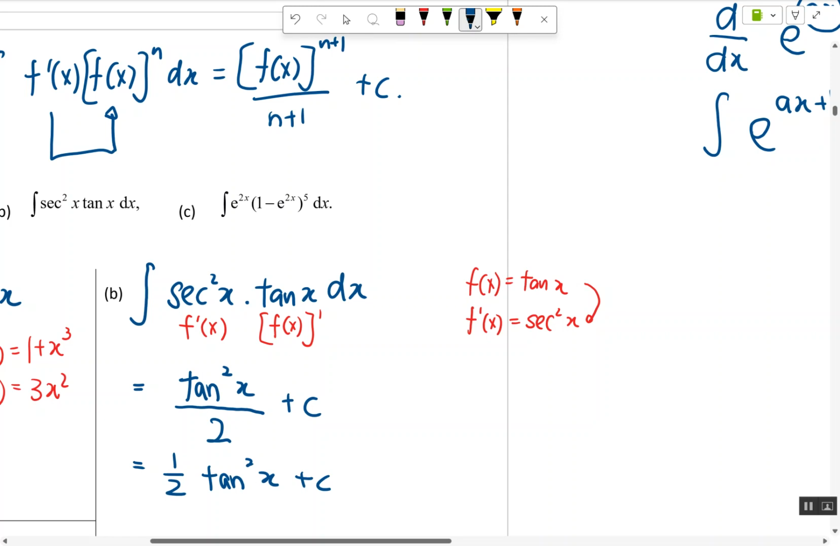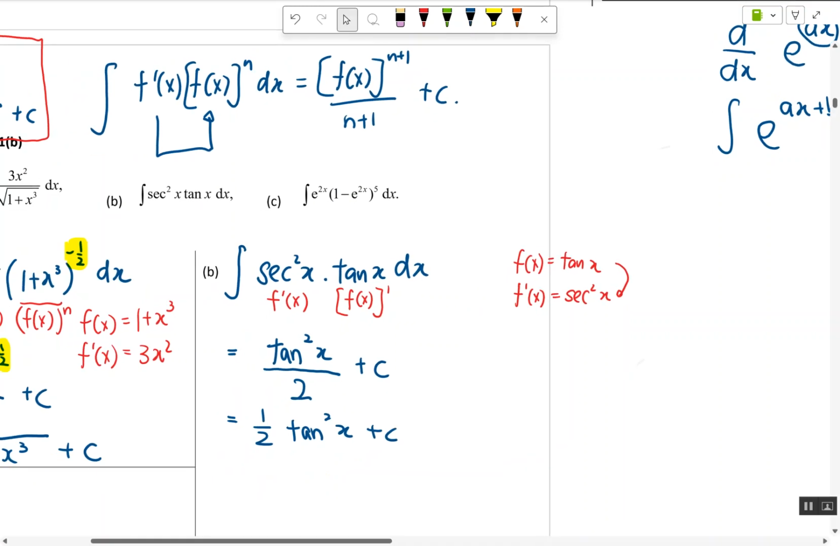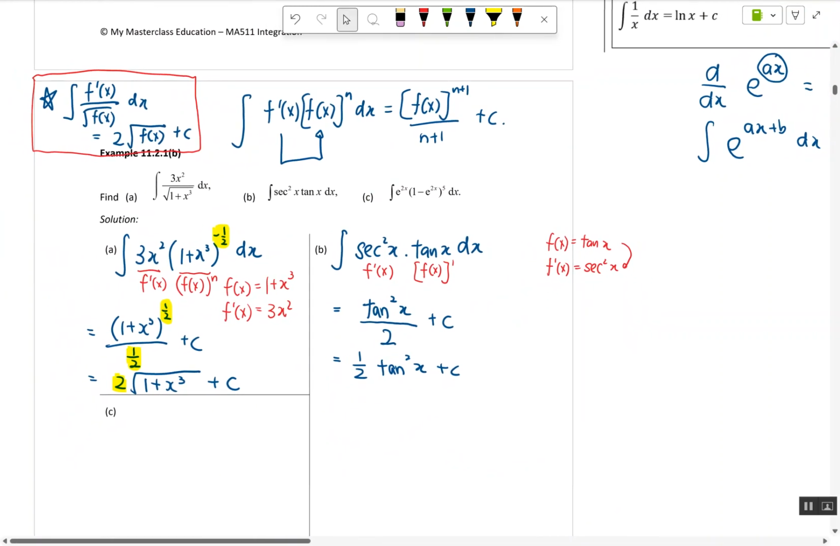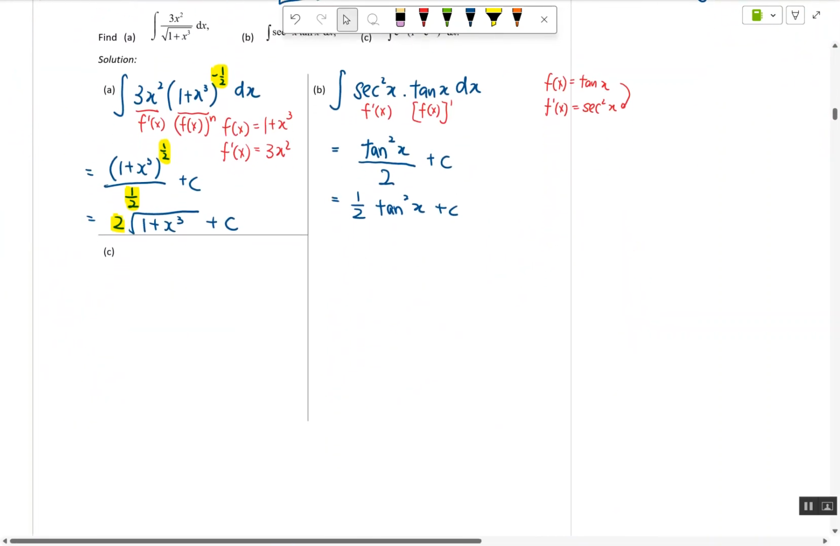So don't be tricked. Don't see that secant square has a power and assume that is going to be my f x to the power of n. So not all the time. Okay, it's going to be in this way. Whereas for c is quite straightforward. Integral of e to the power of 2x bracket 1 minus e to the power of 2x to the power of 5 dx. Yeah, this is my f x to the power of 5.